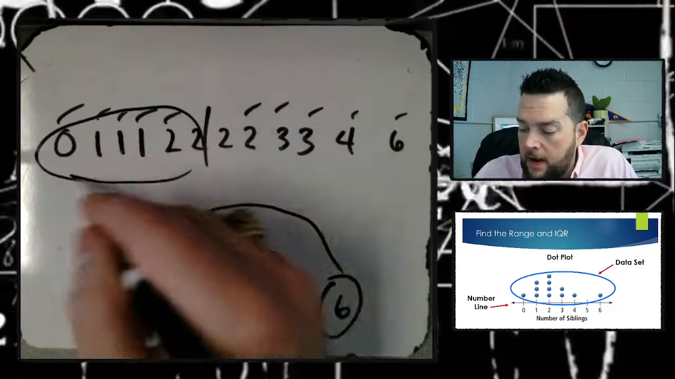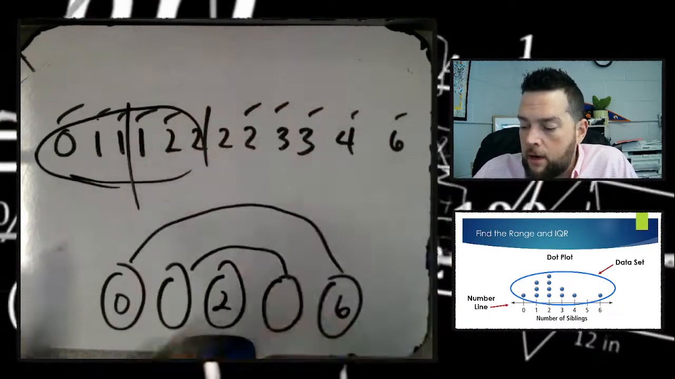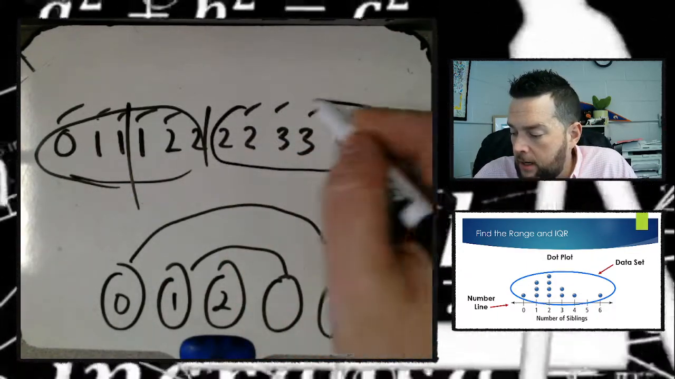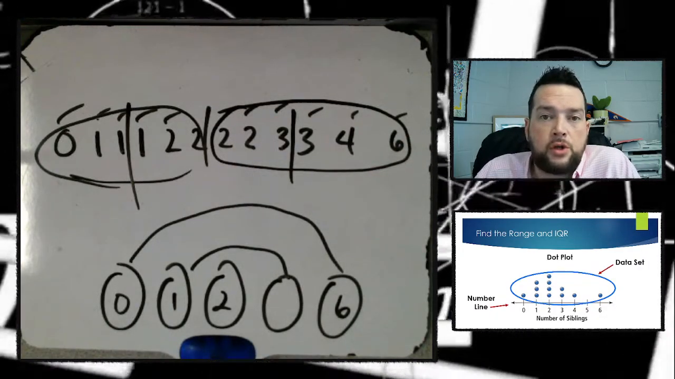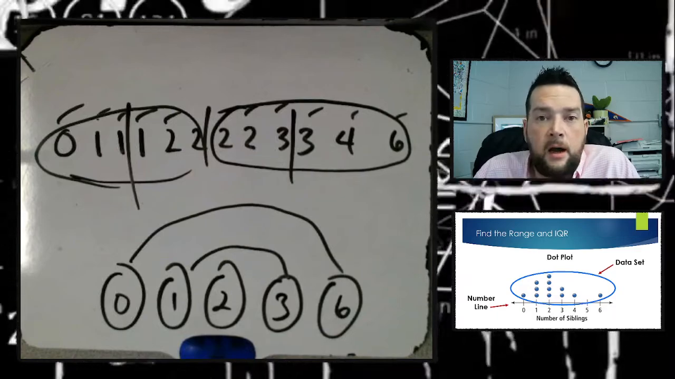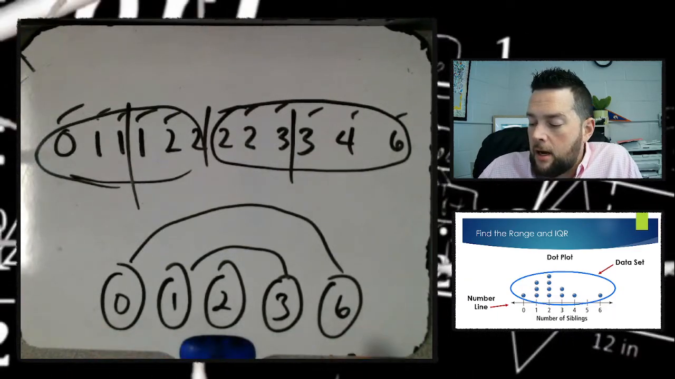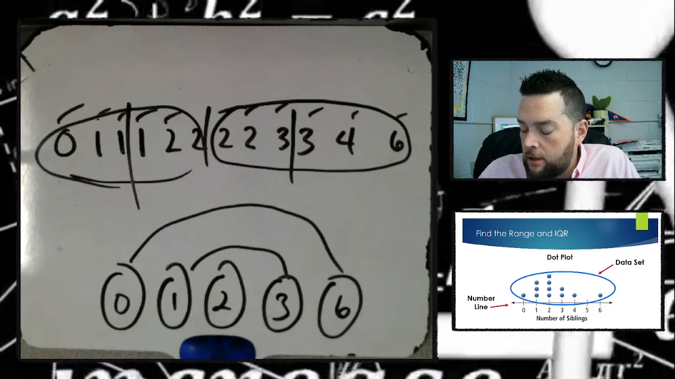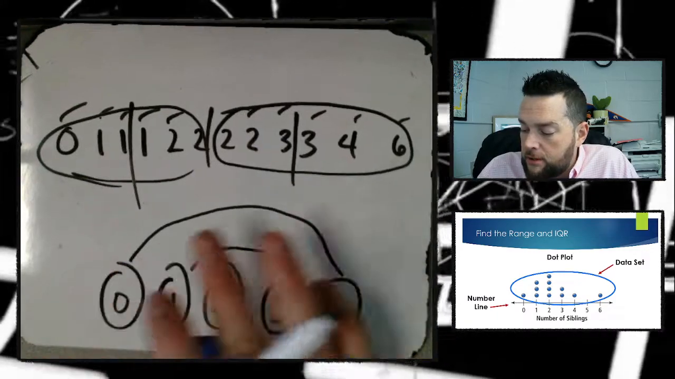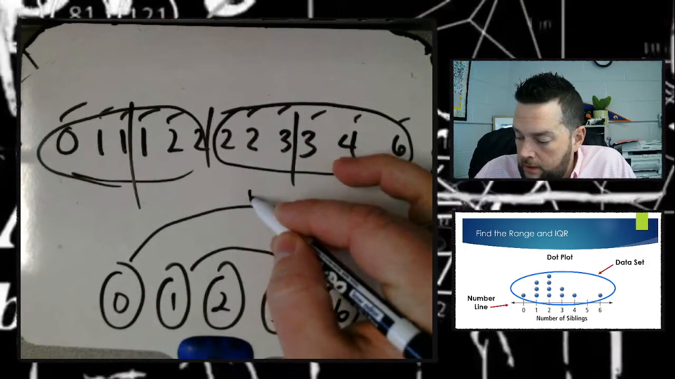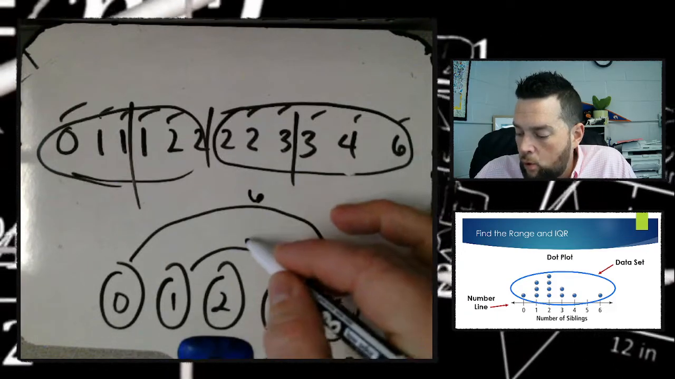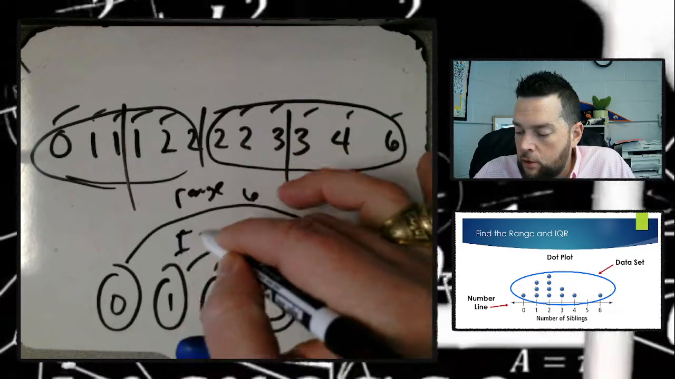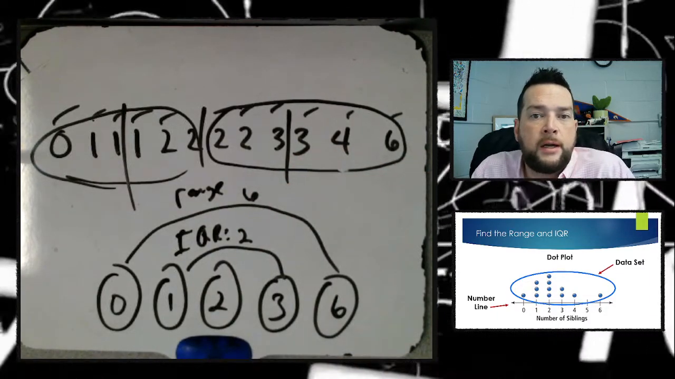I'm going to circle my lower half of data. The median is going to be right here in between those 2 1s, so the Q1 is a 1. Then I'm going to circle my upper half of data, and the median is going to be right in between those 2 3s, which is a 3. So the least, Q1, median, Q3, and greatest are listed here. Now I could take the big arches: 6 minus 0 is 6, and 3 minus 1 is 2. So 6 is the range, and 2 is the interquartile range. Just like that.